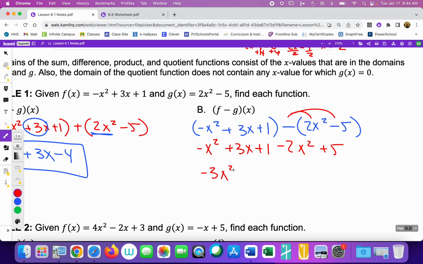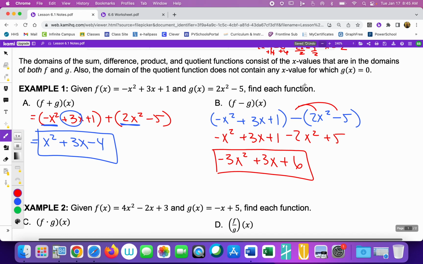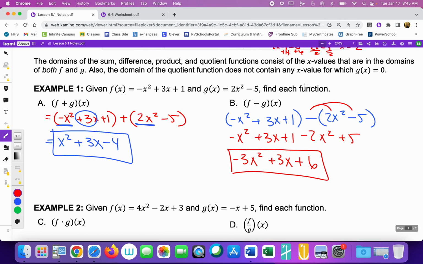You have 3x squared plus 3x plus 6, after combining like terms. So with addition, parentheses are not necessary, but they don't hurt anything. With subtraction, they are necessary. But pay attention to the order of these. In these examples, I had F first on all of them. It might be G. You might have 4 different functions, F, G, H, and I, and you have to do different operations with those. So pay attention to the order.